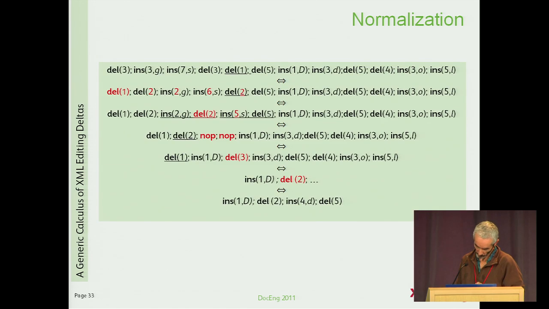And if we do that on the longer script, you see that slowly but surely, in that case at least, we will reach the same normal form. And that's the basic idea of building a general equivalence.